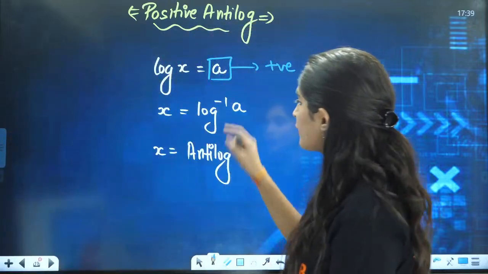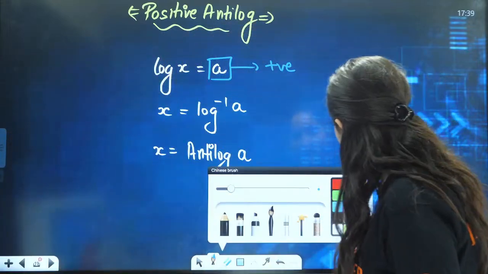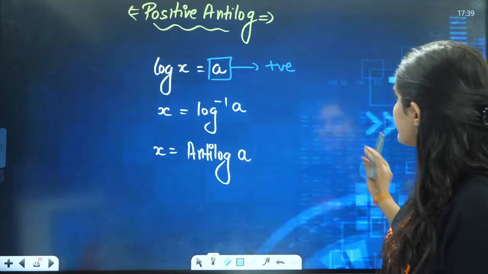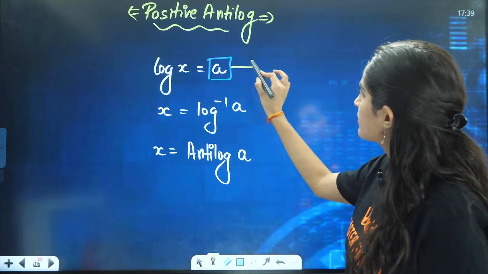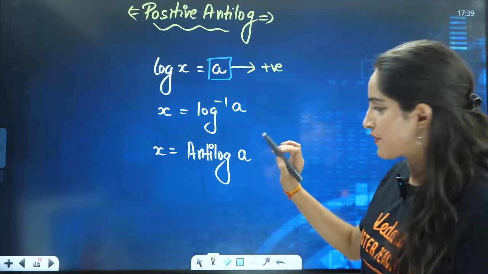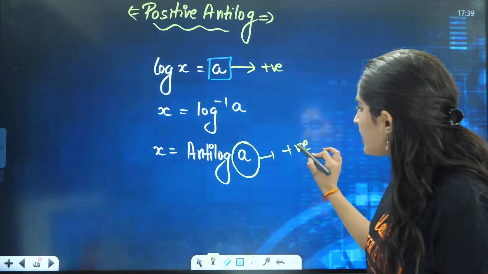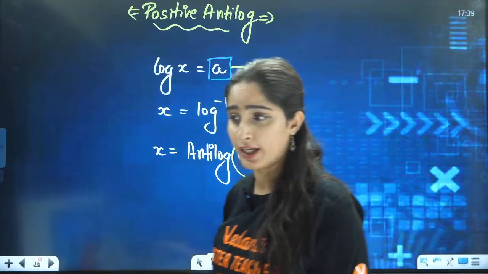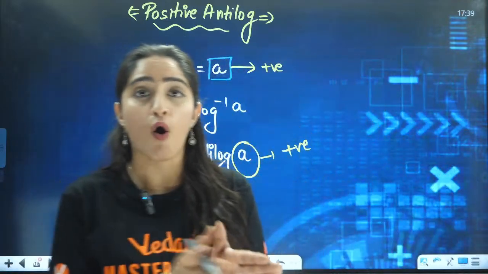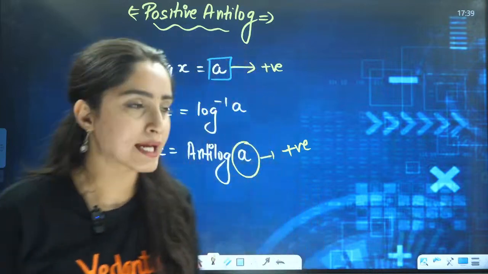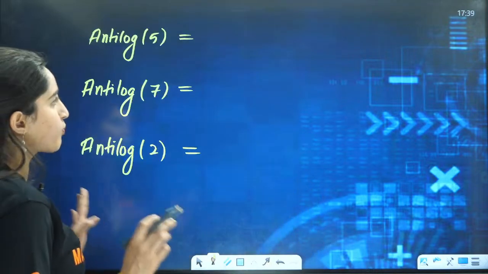If this A value is antilog, that means the value inside is positive, then it is a positive antilog. Only if this value is positive will we say this is a positive antilog, and there are different methods for positive and negative antilog, right? So firstly, let us talk about positive antilog.